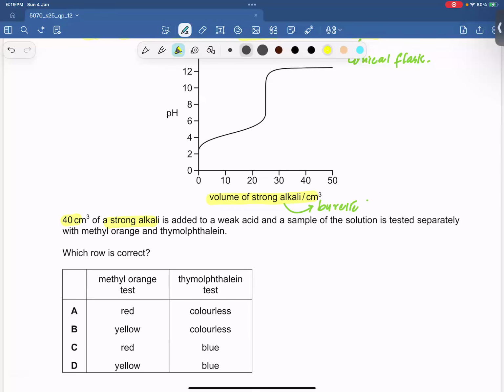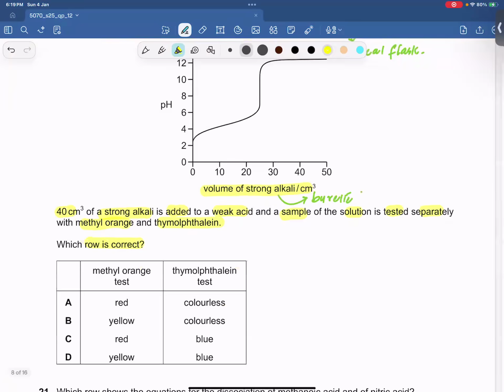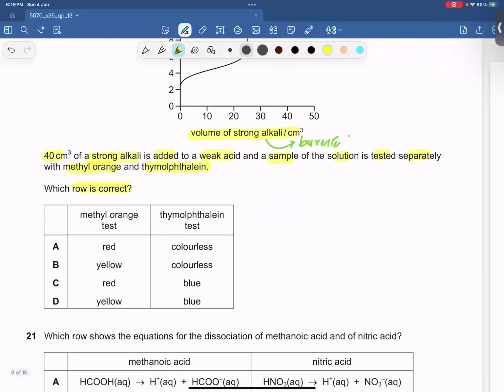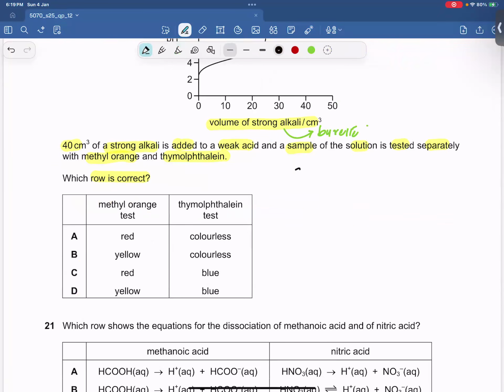40 cm cube of strong alkali is added to weak acid. A sample of the solution is tested separately with methyl orange and thymolphthalein. Which row is correct? Okay, we have two indicators here, guys. The first one is methyl orange, and the second one is thymolphthalein.